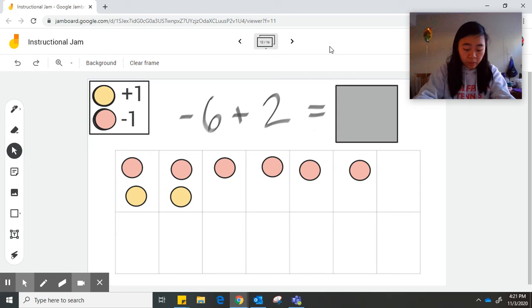Okay, so this time, let's see, how many 0 pairs can we make? We can make 1, 2 0 pairs. We know that each one of those equals 0. So what do we have left over? We have 4 counters left over, and they are negative. So our answer is -4.